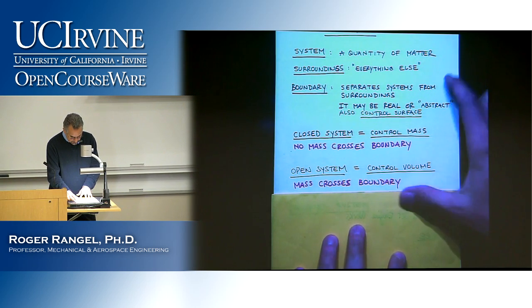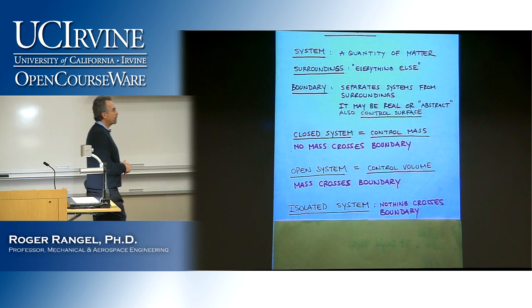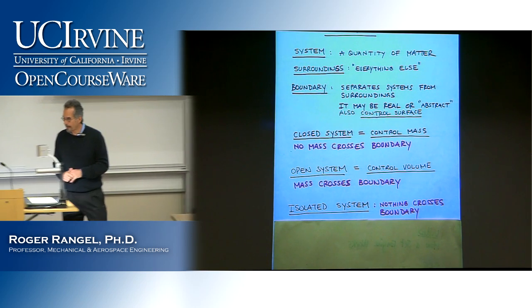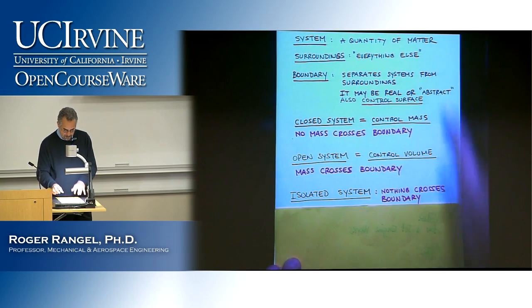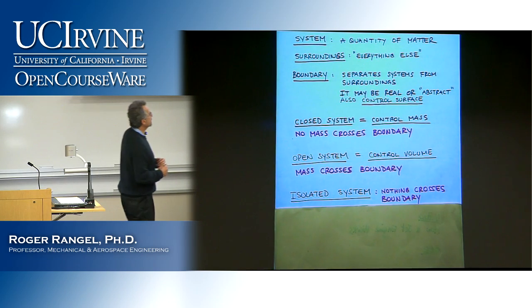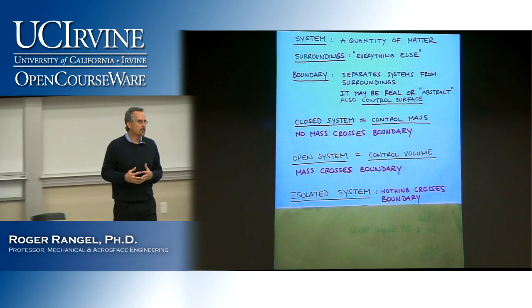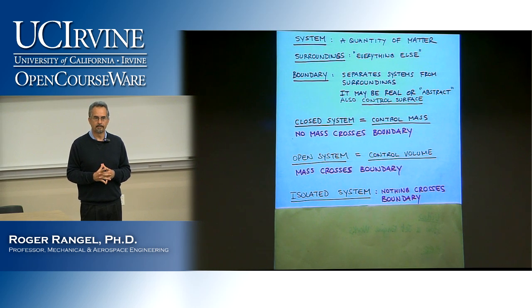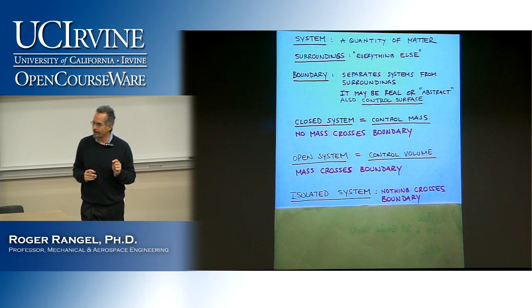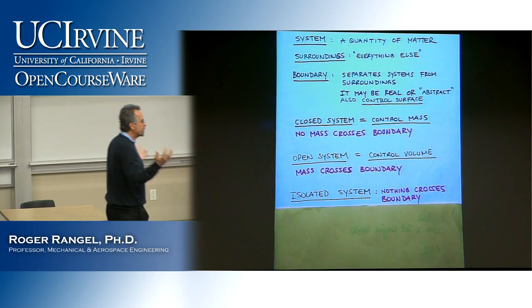There is another one that will come up once in a while, what we call an isolated system, and you can see the definition there. Nothing crosses the boundary. In particular, what do we mean when we say nothing? What's particularly important for us? Energy, right? We say nothing to make it very general.